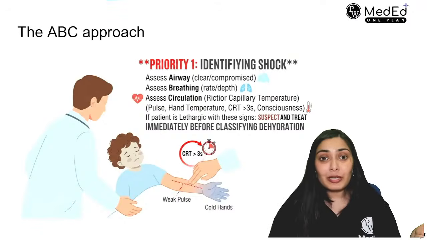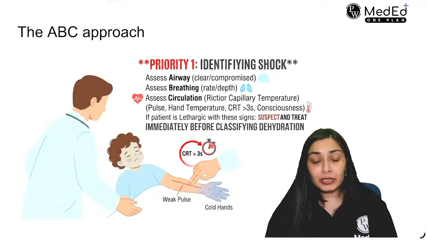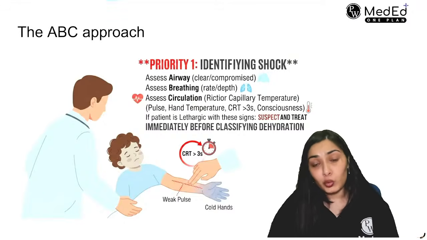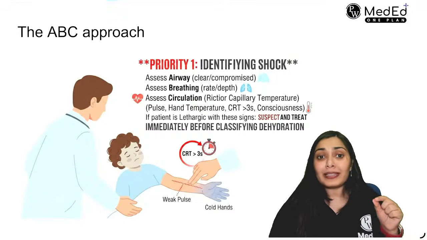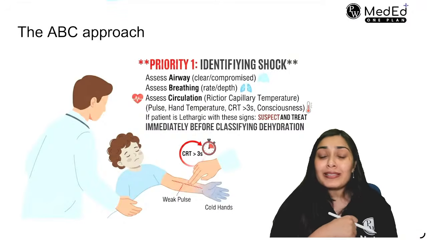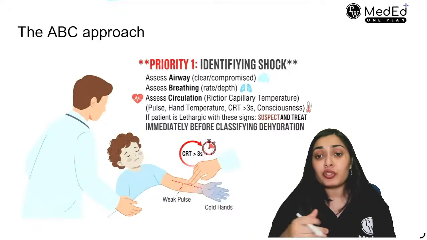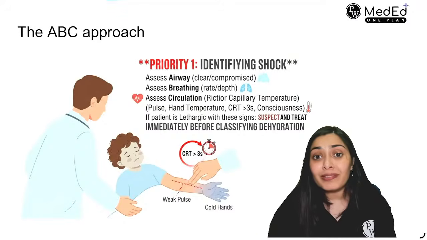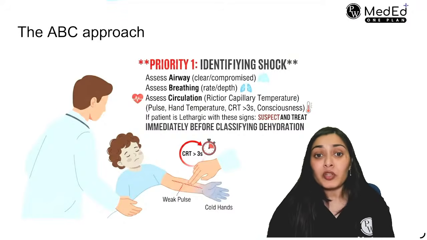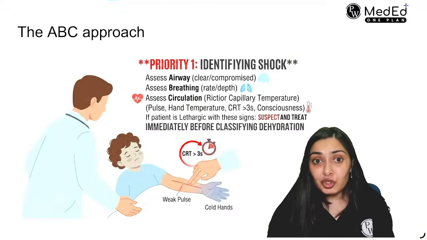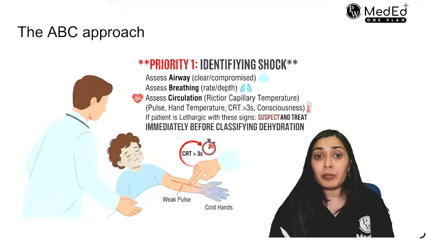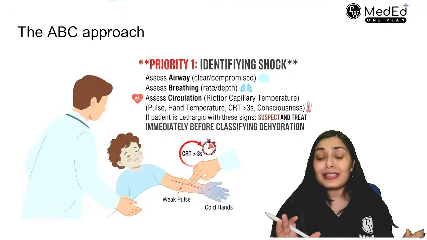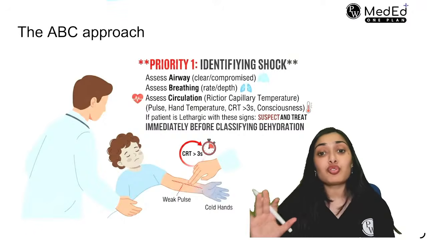So go towards ABC approach, assess the airway, is it clear or is it compromised, breathing, the rate and depth, and circulation. For circulation, we check the capillary refill time, right? You press along the bony edges, right? In smaller children, we use sternum. You can use the tip of the finger also. If the capillary refill time is more than 3 seconds, that is indicative of shock, right? And if the child looks very lethargic to you with all these signs, very low feeble pulse, cold hands, prolonged CRT, lethargic, all of these signs point towards shock. So if there is a suspicion of shock, you have to manage shock first, right?